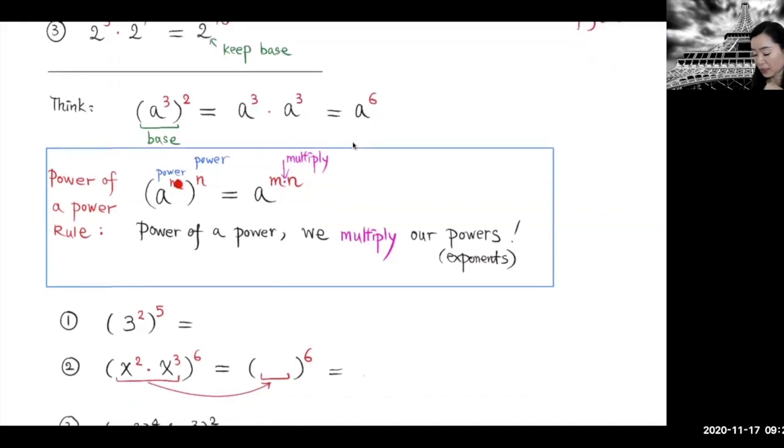So this exponent here relates to this exponent and this exponent. Now, this is called the power of a power rule. This is a to the m power, and now this whole thing raised to the n power. So we call that power of a power.